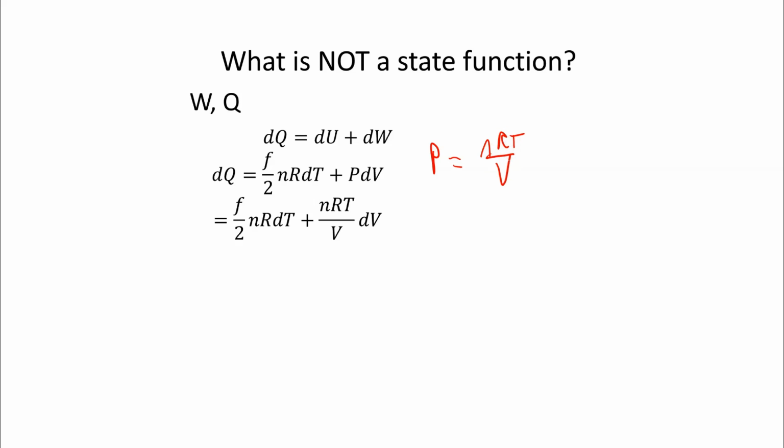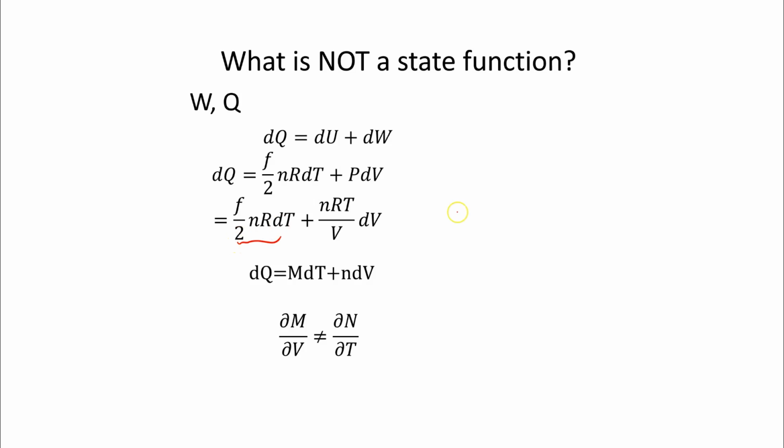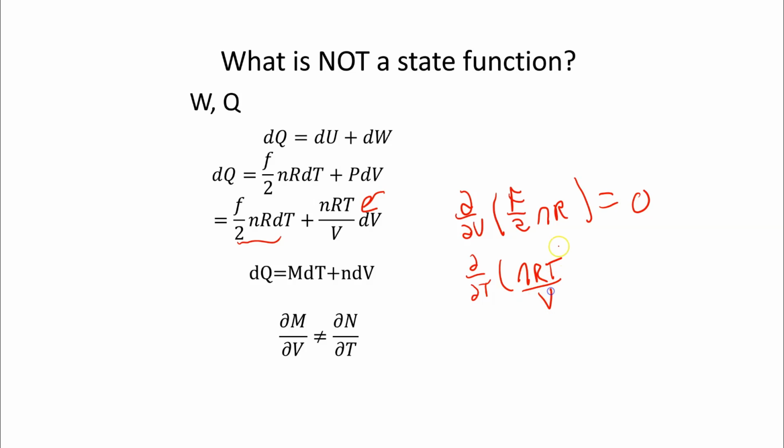Okay, and now look, we're in the same position we were at before. I have some differential function, which has something in front of the dT and something in front of the dV. And now let's just see if this thing is supposed to be exact. You'll find that it isn't. Differentiate this with respect to V. So d by dV of f over 2 nR is 0. And then let's do d by dT of nRT over V. That's nR over V. Holy Toledo. These are not the same, which means this is in some sense a broken function. This is inexact. And it's the same thing as W.